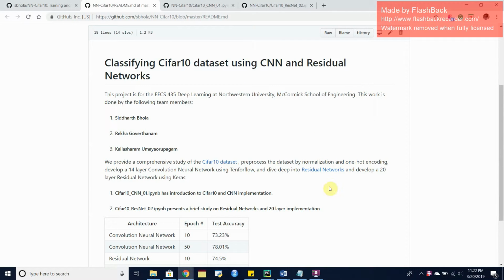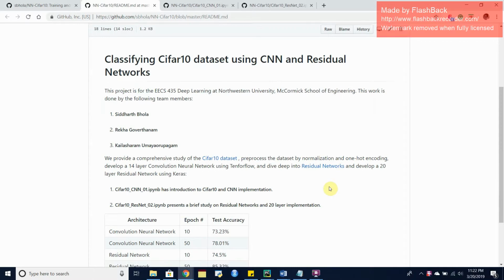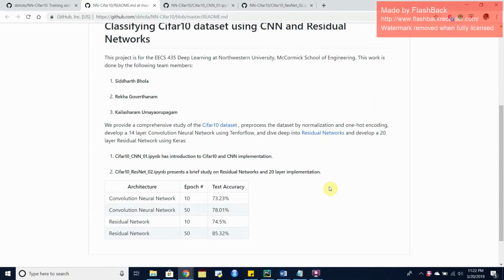Our project is classifying the CIFAR-10 dataset using CNN and residual networks. We have two Jupyter files, one for the CNN and the other for the ResNet approach. The table below summarizes the final accuracy information from the two architectures we have used.